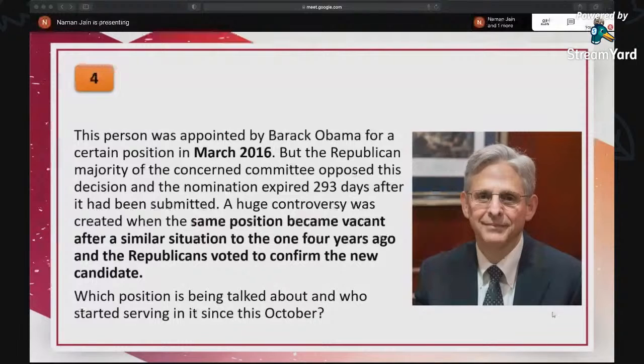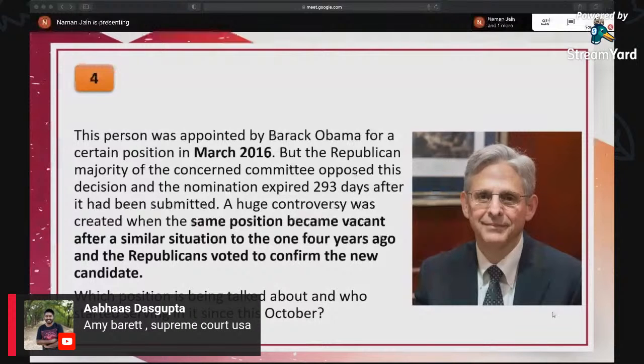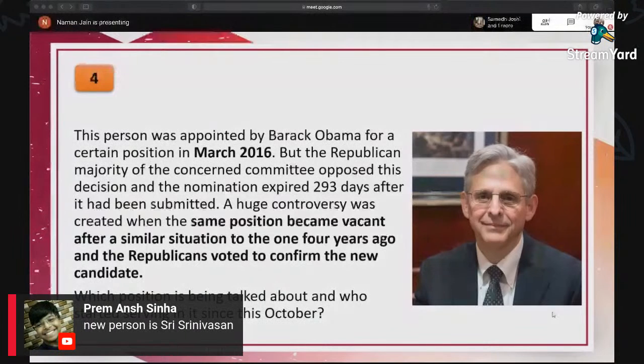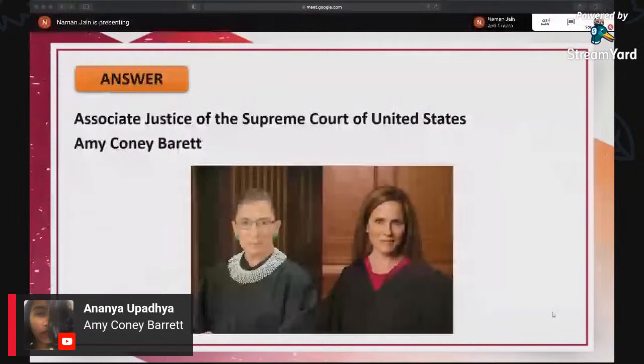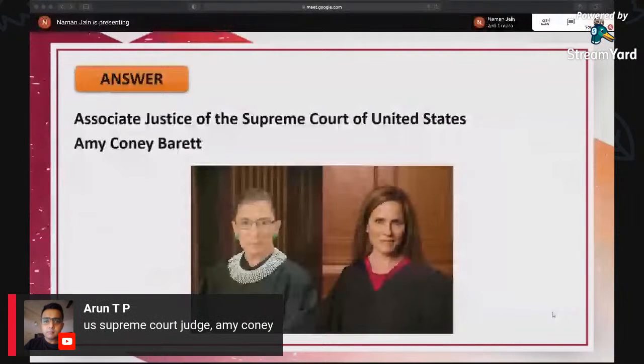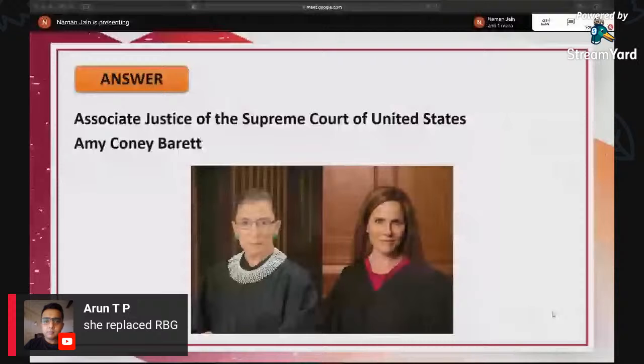Okay, Ananya says Amy Coney Barrett, perfect. US Supreme Court Judge Amy Coney, Arun, good. So Associate Justice of the Supreme Court of the United States is the exact position. We will accept Supreme Court Judge of USA as long as you have US and Supreme Court in the answer. We will fetch 0.5. And Amy Coney Barrett is the person we needed. And the famous American who died was Ruth Bader Ginsburg.